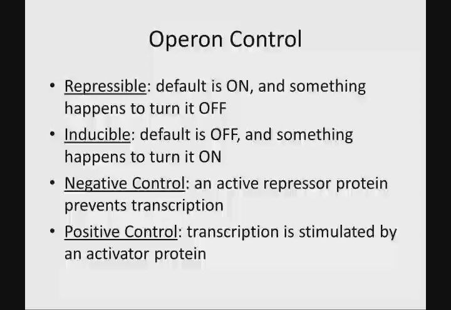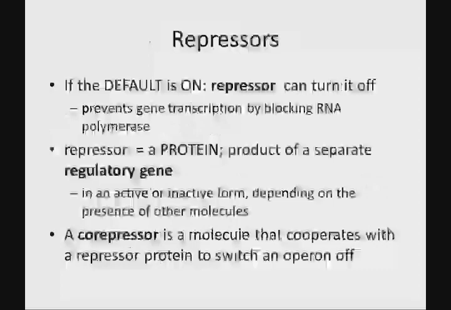Now, beyond that, you can also talk about negative control, meaning you have an active repressor protein that's preventing transcription, so you're doing something to shut it down. Or you can have positive control, where transcription is stimulated by an activator protein. So now you're doing something to crank up gene expression. And as we go through the examples of the trp and the lac operon, we're going to see each of these and their role.